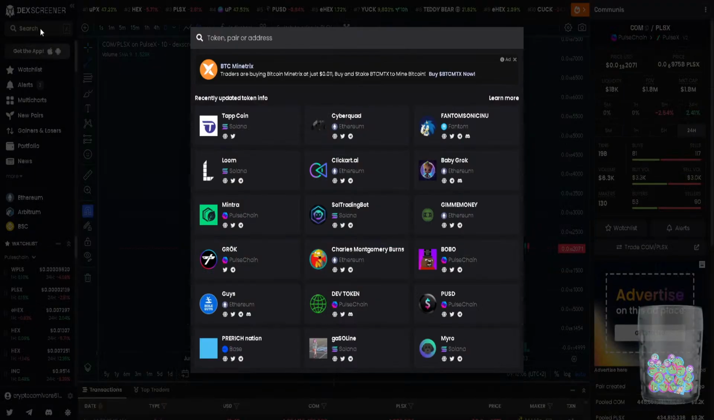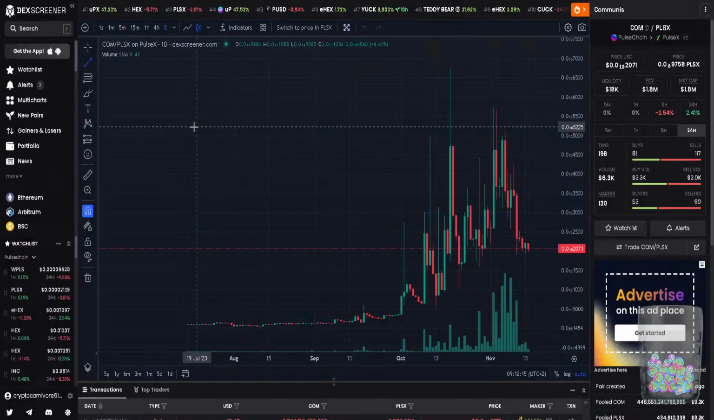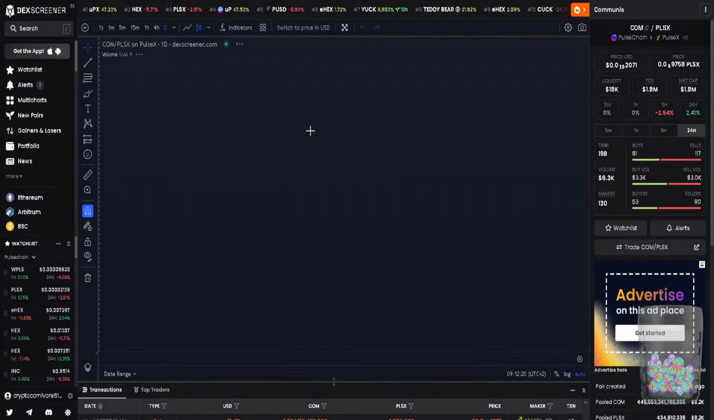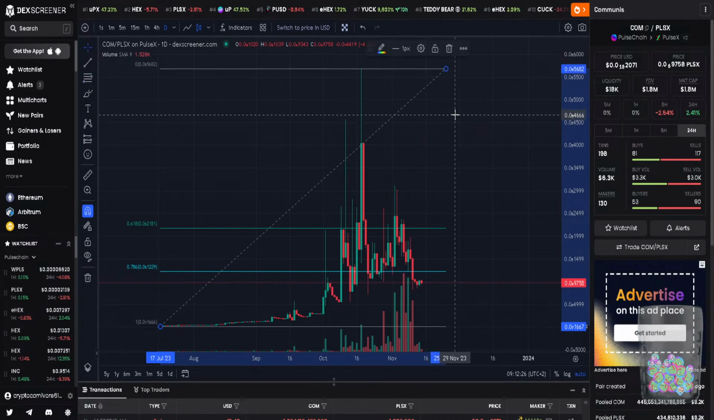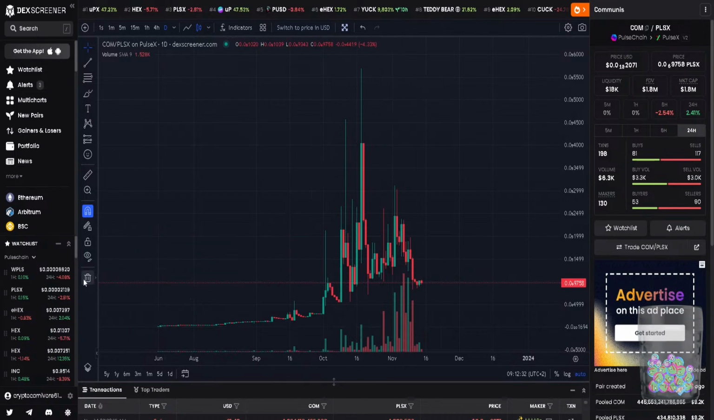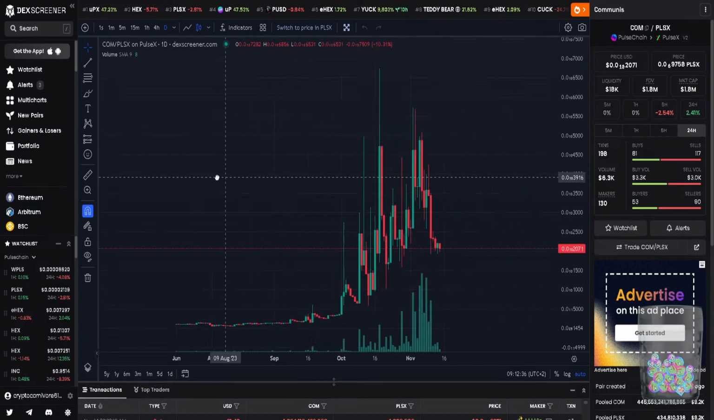Let's find the pair versus wrapped Pulse. The PulseX chart has the most volume, interestingly enough. This is the ratio to PulseX, and we can look at that. If you wanted to buy some COM and you had PulseX, this is well inside the reload zone. This is where you should be interested, right? Even on the USD value, it's come down nicely.